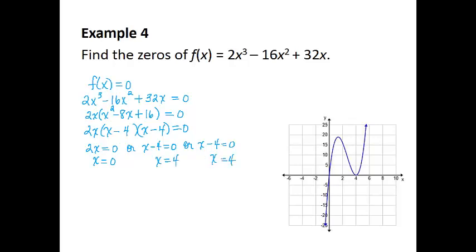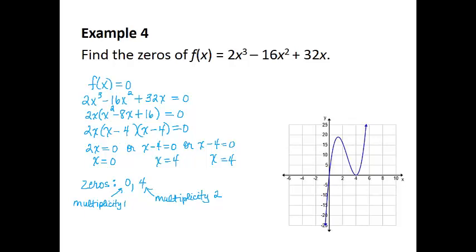Now honestly, you're not going to have to make that repetition when you write the solution set, but I just want to point out something about that. So the zeros of the function are 0 and 4. Notice that 0 just repeated once, but the 4 repeated twice. So we say that 4 is a zero of multiplicity 2. The 0 is a zero of multiplicity 1.